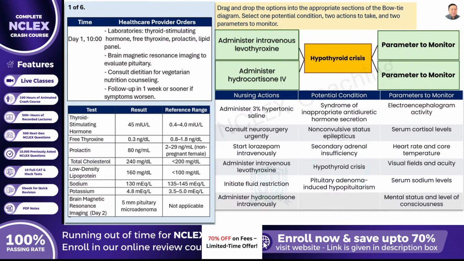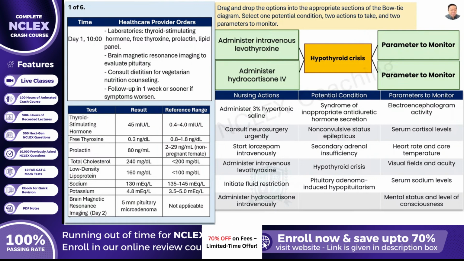If you selected consult neurosurgery urgently, well, this can be indicated if there is an emergency going on. And her brain tumor, which is microadenoma, isn't causing pressure or it's not causing vision problems right now. So it's not needed at the moment. If you selected administer 3% hypertonic saline, this is indicated if there is severe hyponatremia, in such cases that the patient may be really prone to developing seizures.